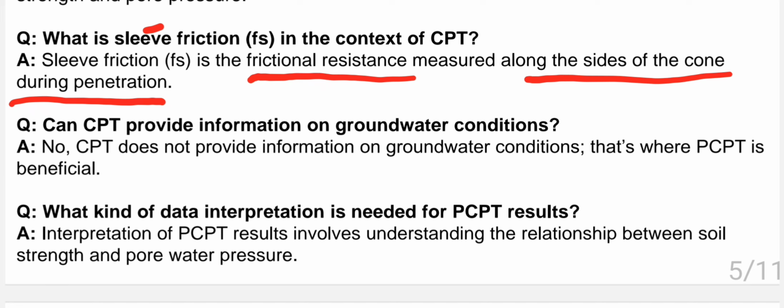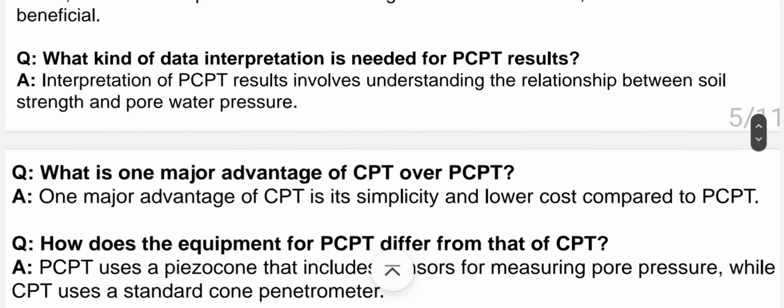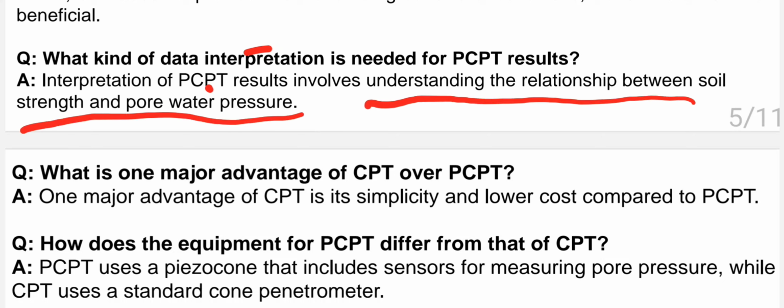Can CPT provide information on groundwater conditions? No, CPT does not provide information on groundwater conditions. That's where PCPT is beneficial. What kind of data interpretation is needed for PCPT? Interpretation of PCPT results involves understanding the relations between soil strength and pore water pressure. What is one major advantage of CPT over PCPT? One major advantage of CPT is simplicity and lower cost compared to the PCPT.